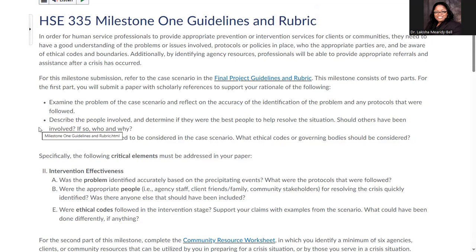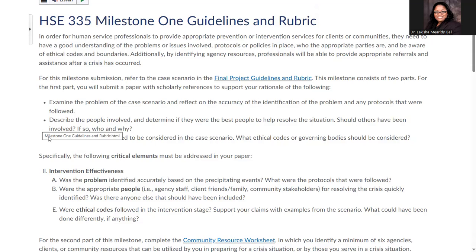All right, so going back to the second bullet again, describe the people involved. This means to break it down and give some information about their characteristics. And also, should others have been involved? When you're answering this question, make sure it is done appropriately and ethically. Not that others should just come in to be involved in a specific situation, but making sure that they ethically should be there. And of course, your National Organization for Human Services website and the course text have excellent information giving insight on ethical standards.